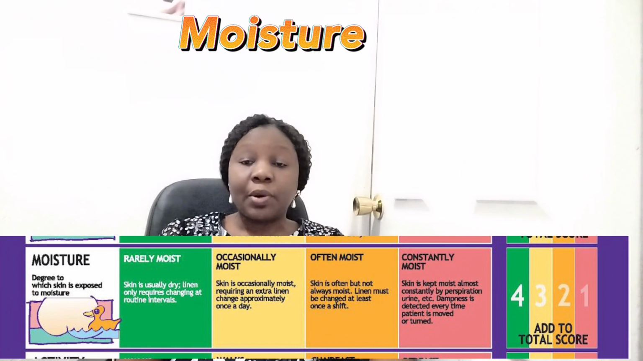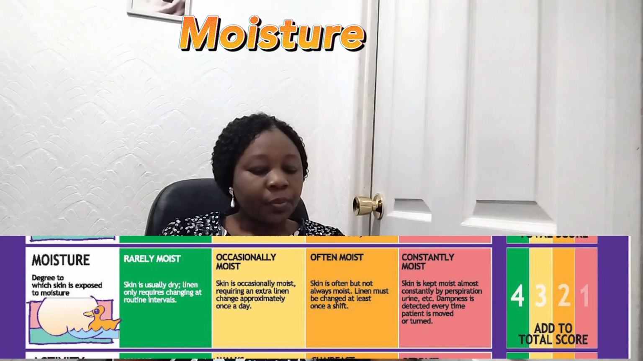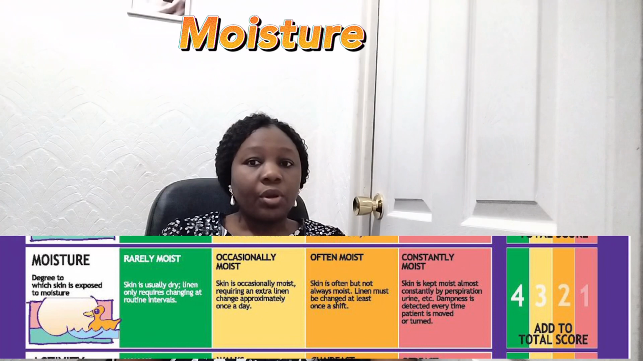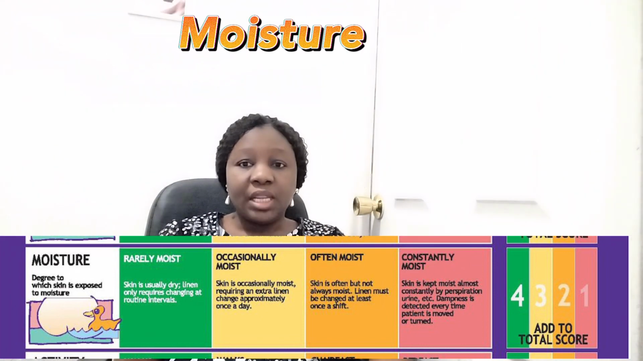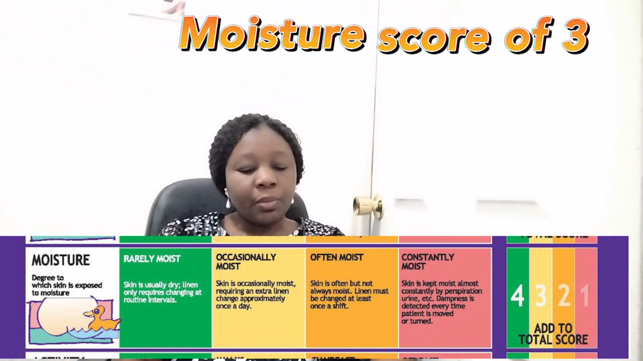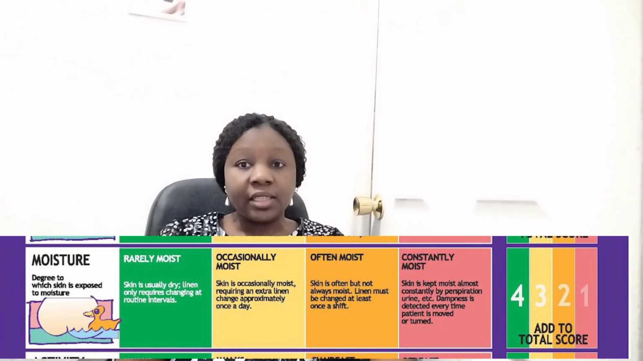And then the other parameter I'll be looking at is moisture. So let's see from our scenario, what can we bring out as regards moisture. It says she's incontinent of urine and uses a pad. She's occasionally diaphoretic. So note that word, occasionally, okay, meaning not often. All right, so looking at the scores that we have, the most appropriate one for her will be a score of 3, which says skin is occasionally moist, requiring an extra linen change approximately once a day. So we give her a score of 3 for moisture.